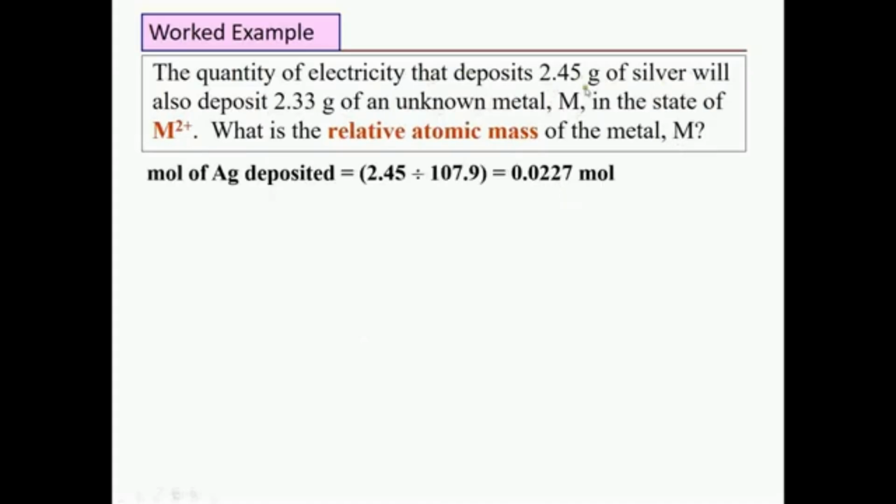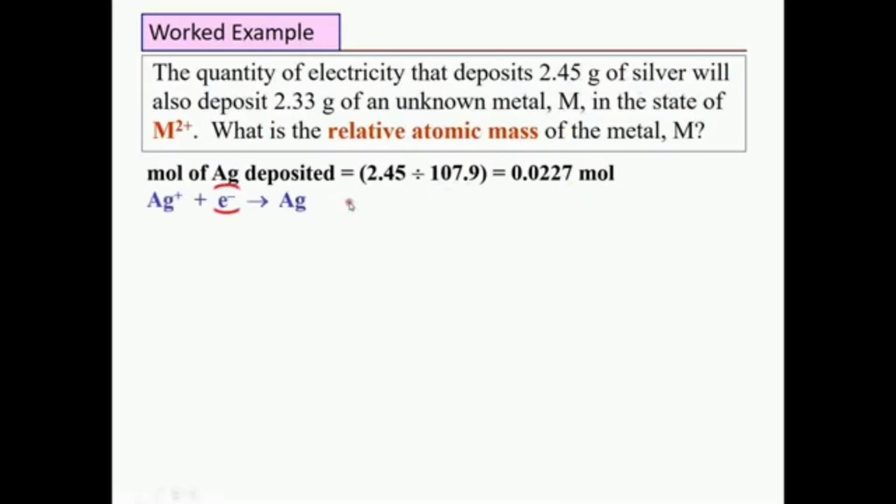From the data given, the mole of silver, the amount of silver that's deposited, is mass divided by its Ar, 107.9, which can be found from the data booklet. That gives us an answer of 0.0227 mole.